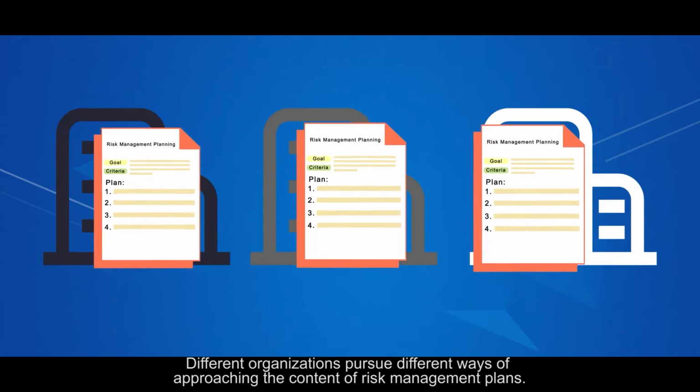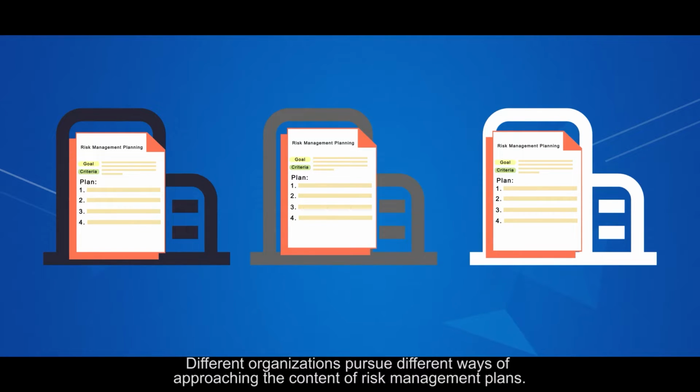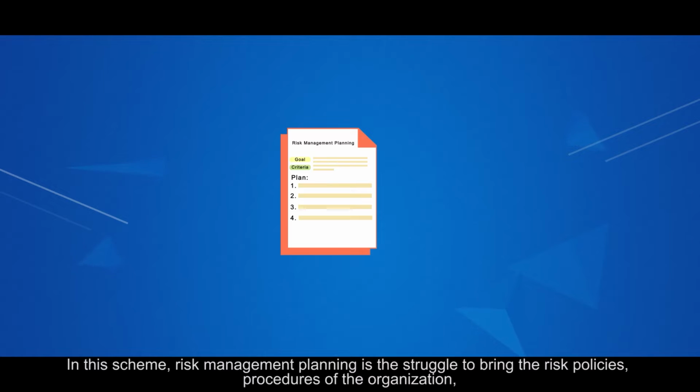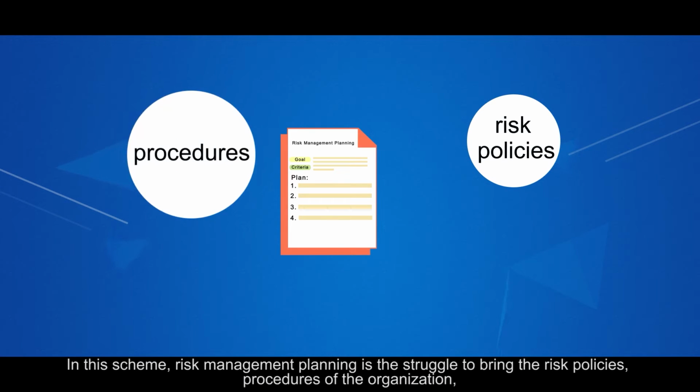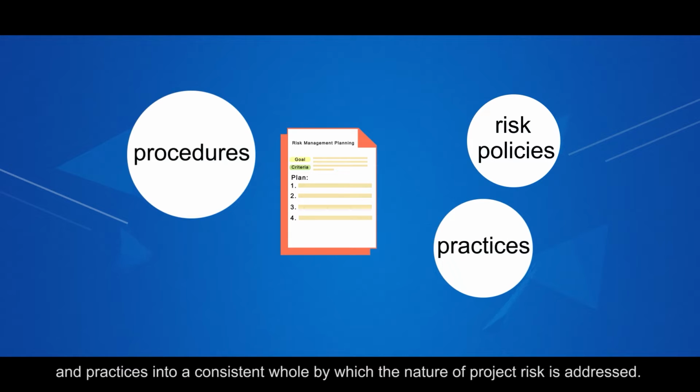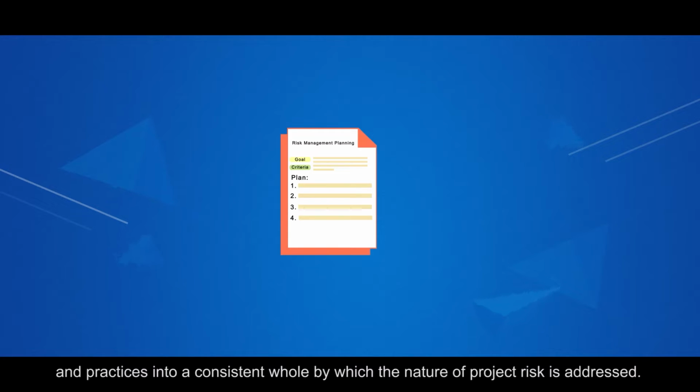Different organizations pursue different ways of approaching the content of risk management plans. In this scheme, risk management planning is the struggle to bring the risk policies, procedures of the organization, and practices into a consistent whole by which the nature of project risk is addressed.